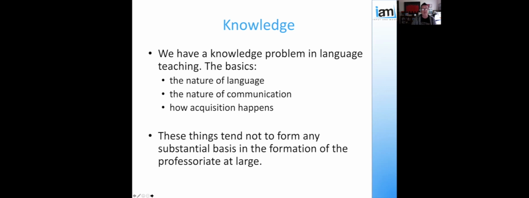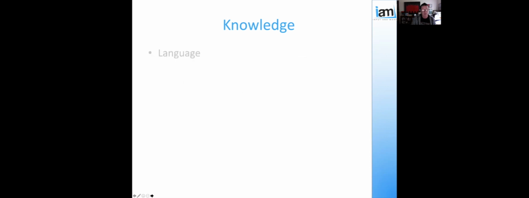My point is, in all my years working in language teaching and language acquisition research, and my travels and interactions with teachers, these three basics tend not to form any substantial basis in the formation of the professoriate at large. I'm saying professoriate because this is a university context, Cornell. I talked a little about this the other day to K through 12 people, where their situation is a little different, right? But I'm speaking to you, so I'm talking about what happens at collegiate levels. Okay, so let's talk a little bit about language.